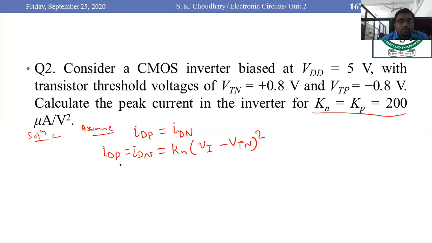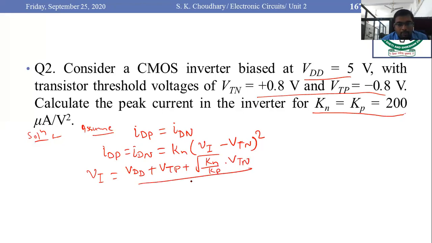Now, first of all, we have to find out the Vi here. The parameter is the same as the previous numerical, so I am not going to derive it again. We know the formula. What is the formula? VDD plus VTP plus root Kn upon Kp into VTn upon 1 plus root Kn upon Kp. And we have got the value 2.5 volt.